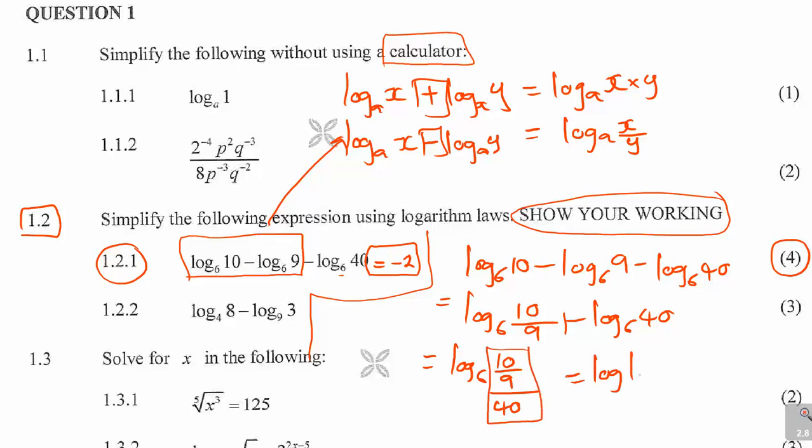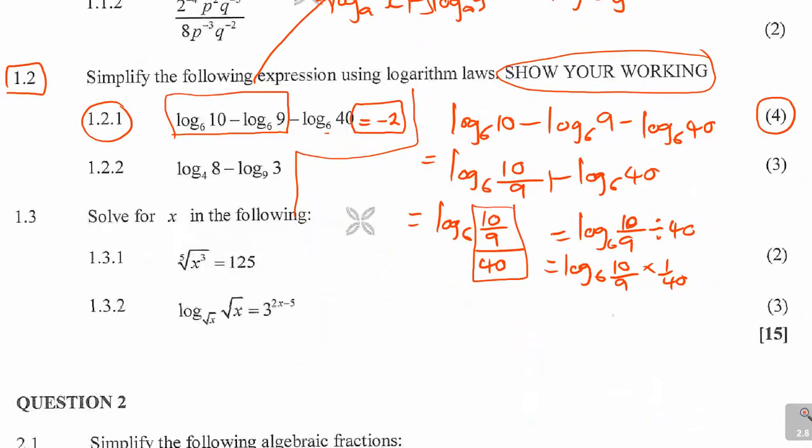And then your trick is how do you solve that, which is log, in this case it's 10 over 9 divided by 40 in base 6, which is equal to log in base 6 of 10 over 9 times 1 over 40. Are you seeing that? And then which is equal to log in base 6, now 10 times 1, which is 10 over 9 times 40. You just do that, and then you cancel out that 10. So you see 9 times 4, which is log in base 6 of 1 over 36.